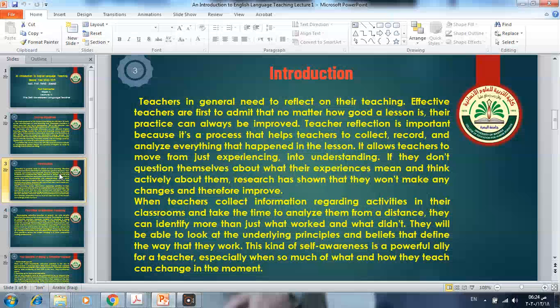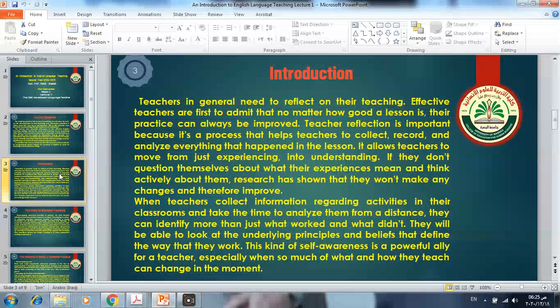Now, when he reflects on his own teaching, he will be able to understand what is going on inside his or her classroom. If teachers don't question themselves about what their experiences mean, and if they don't think actively about these experiences, okay, research has shown that they won't make any changes, and therefore they won't improve.